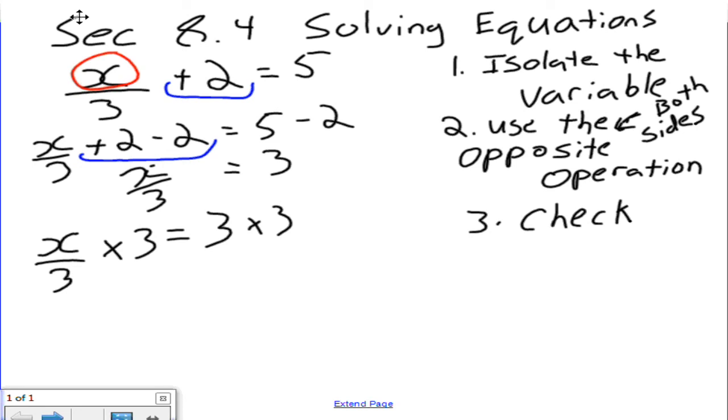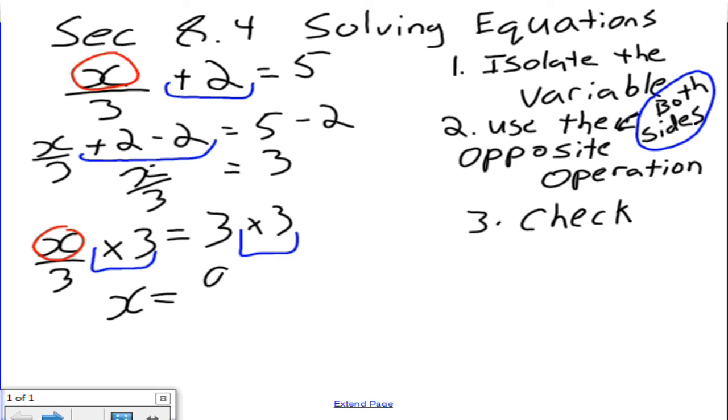Remember, I use the opposite operation and I use it on both sides. So I've multiplied it by 3 on this side, and I've multiplied it by 3 on this side. This is going to isolate my x. Divided by 3 times 3 is actually 1. 1 times the number is itself, so you have isolated x. X is equal to 3 times 3, which is 9.